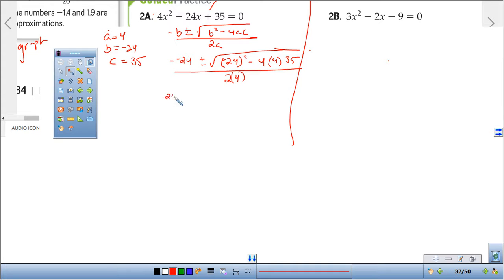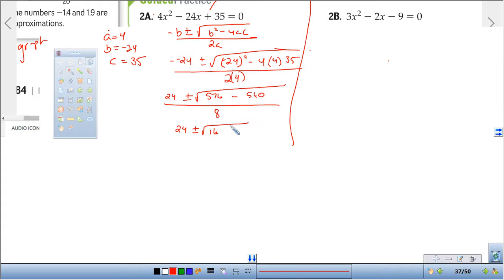a positive 24 plus or minus the square root. I'm going to start doing this in my calculator. So it's 24 times 24, this is 576, minus 16 times 35, minus 560, over 8. This is 24 plus or minus the square root of 16, right? Yeah, all over 8. 24 plus or minus 4 over 8.